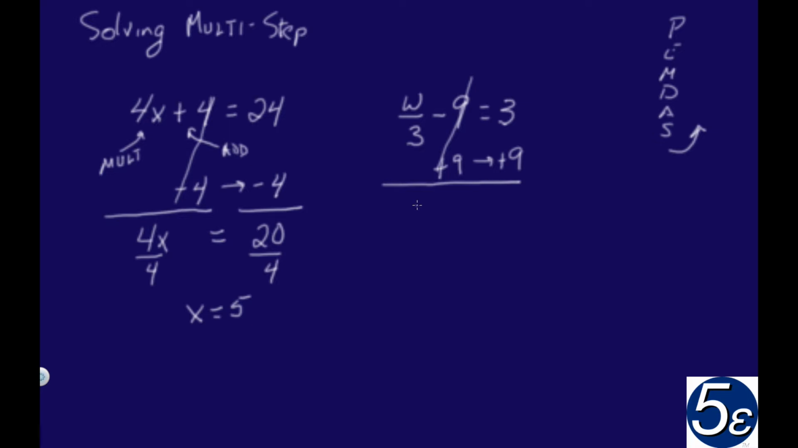What we're left with is w divided by 3 equals 12, because 3 plus 9 is 12. Now, since I have a fraction or a division over here, I'm going to multiply by 3. That will cancel these out. What you do to one side, you must do to the other. So we will multiply by 3 over here. And we end up with w is equal to 12 times 3, or 36.